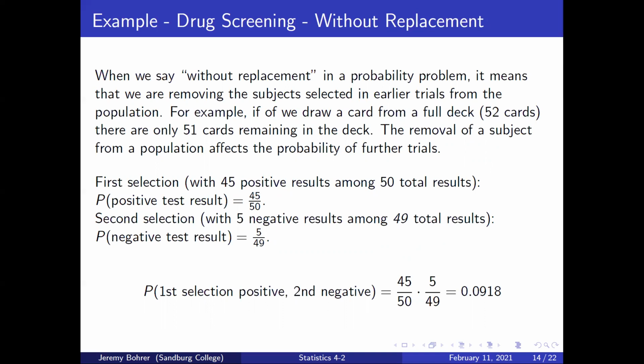So, in this case, the first selection with 45 positive results among 50 total results, the probability of a positive test result is 45 out of 50. In the second selection, with 5 negative results among 49 total results, because we removed the result of the first selection, the probability of a negative test result is 5 out of 49. So the probability that the first selection will be positive and the second will be negative is 45 over 50 times 5 over 49, which is 0.0918, which is slightly higher than the probability we found in the first part of the example.